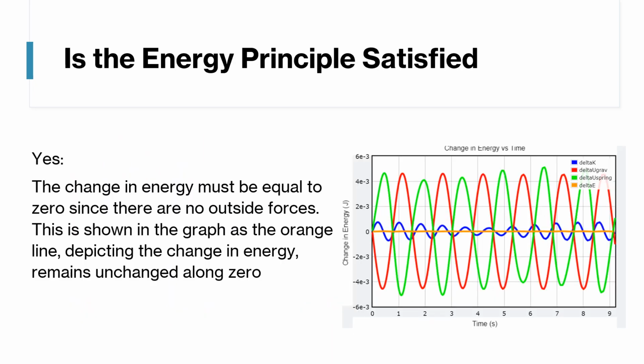When looking to see if the energy principle is satisfied, we can agree that it is. This is because if you look at the yellow line on the graph, we can see that it is staying at 0. Because there are no outside forces, it shows that there is no energy being put in or put out. Therefore, the change in energy is 0.